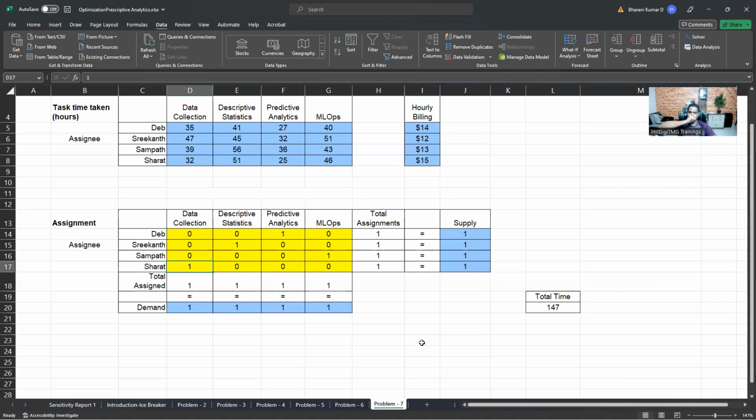Okay. When you do that, you're going to accomplish the task in the minimum amount of time possible, given the constraints that every person is assigned only one task, and given the constraint that every task is assigned to only one person. But this was a balanced scenario. Next, let's look into the imbalanced scenario as well.